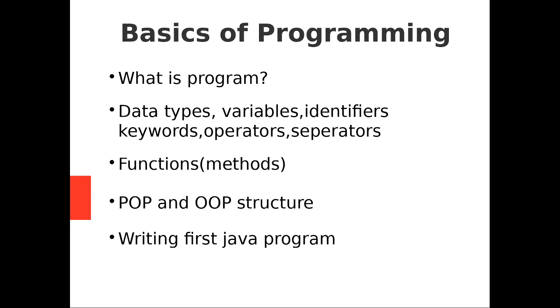First of all, what is a program, data types, variables, identifiers, keywords, operators, and separators. After that, we'll be learning about functions, methods, and difference between POP and OOP programming structure. And at the end of this lecture, we'll be writing our first Java program.